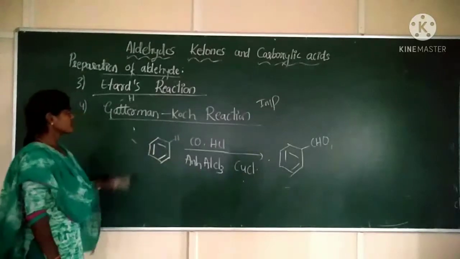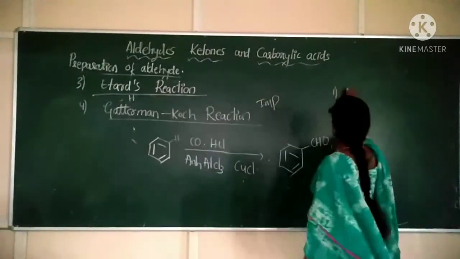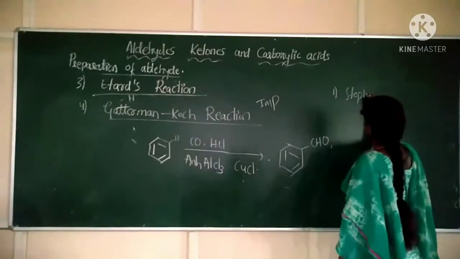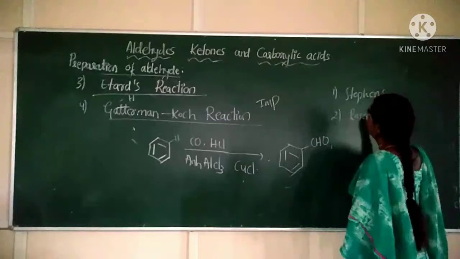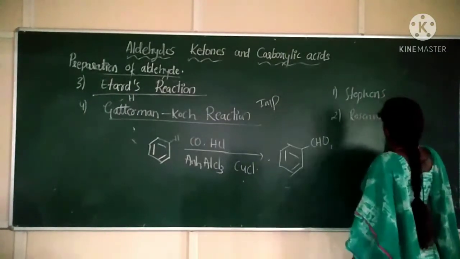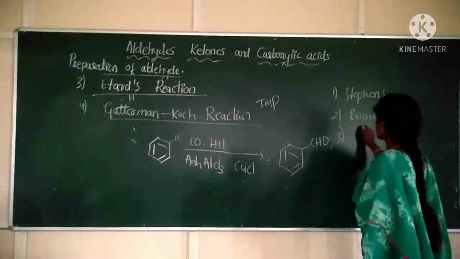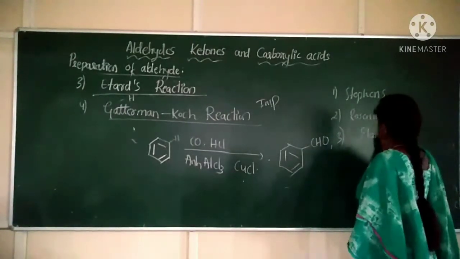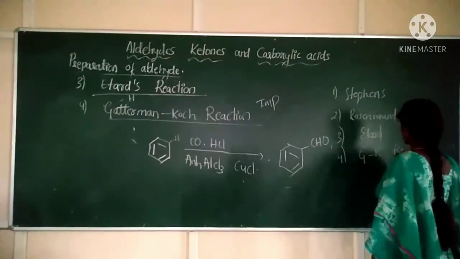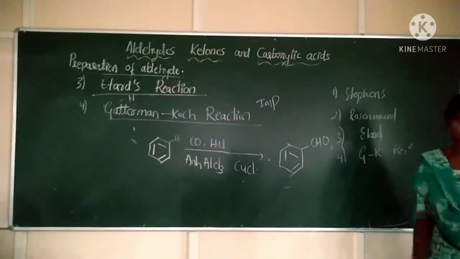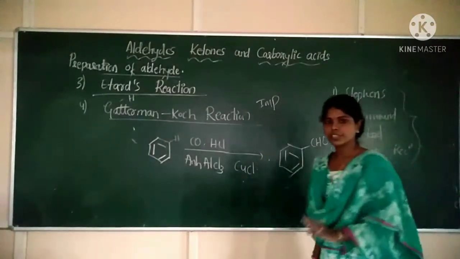So these are the 4 methods of preparation of aldehyde. What are the 4 methods? First one is Stephen's reaction. Second one is the Rosenmund reaction. Third is the Etard reaction. Fourth one is the Gattermann-Koch reaction. So these are the four methods of preparation of aldehydes.